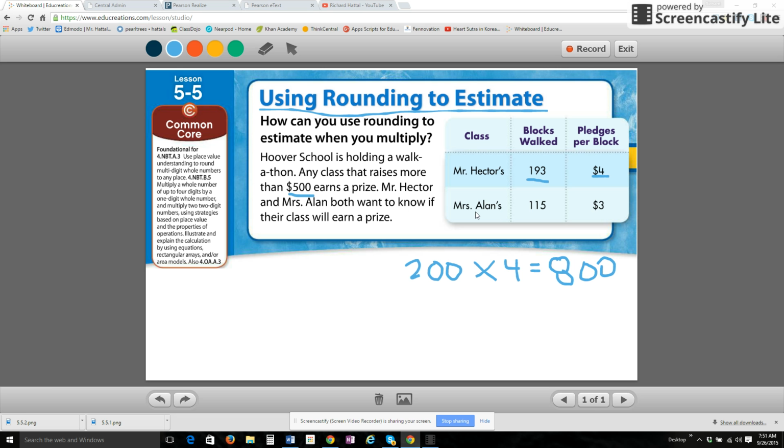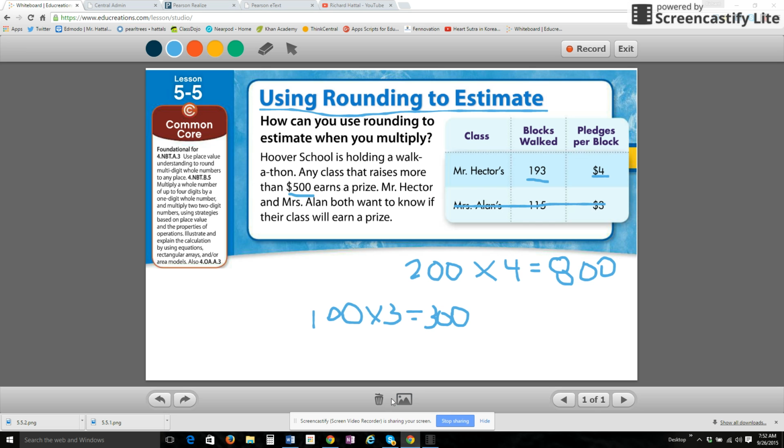Now let's take a look at Mr. Allen's class. Mr. Allen's class only walked 115 blocks. Now 115 is pretty close to 100. So we're going to multiply 100 by 3, and of course we go 3 times 1, that equals 3, and then we're going to add the 2 zeros, and we have 300. Now that's quite a bit away from 500, so it doesn't look like Mr. Allen's class has qualified for the prize.